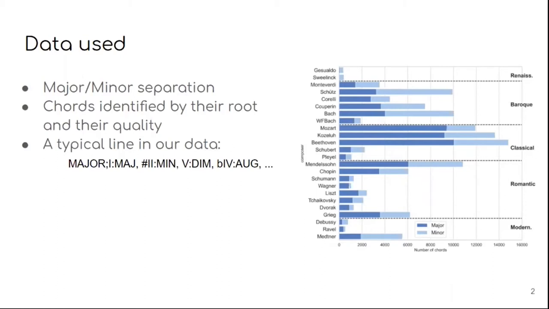They are represented by their root, expressed as a Roman numeral referring to the scale degree of the mode, and by their quality: major, minor, diminished, or augmented. Plus, we reduced chord types down to their triad. Here is an example of a line in our data. It begins with the mode and then appears the chord labels.